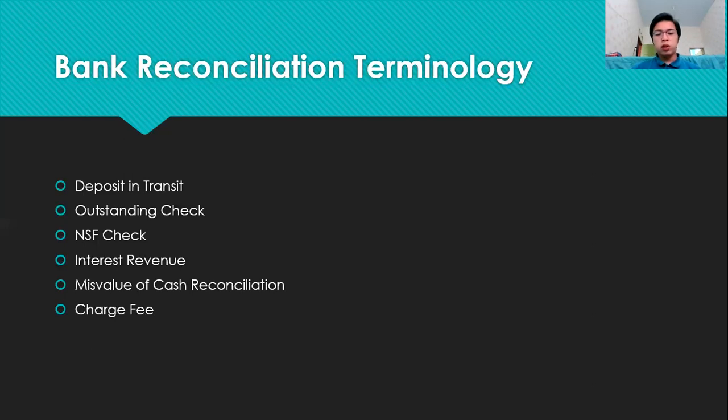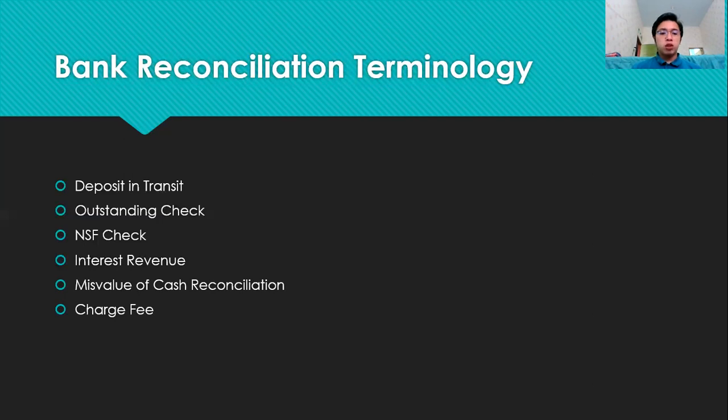A non-sufficient fund check is when someone pays another company with a check of a certain value. Example, I give a 1,000 check to another company, but I don't have 1,000 in the bank. I only have 800 in the bank. That was the example of a non-sufficient fund check.